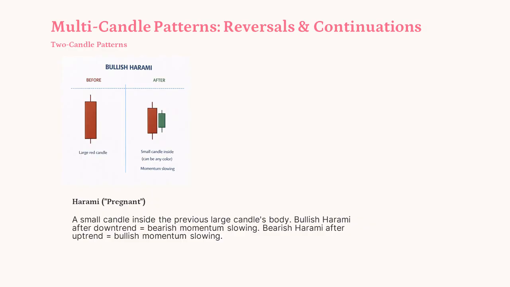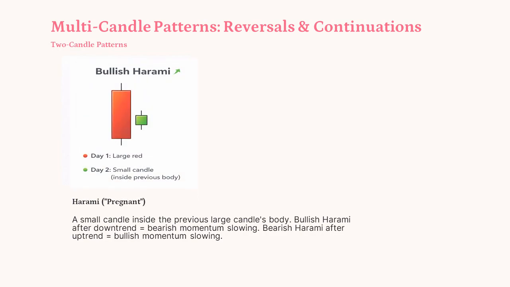Bullish harami. This pattern forms in a downtrend. The first candle is a large red candle, strong bearish momentum. The second candle is a small candle, it can be green or red, that trades entirely within the body of the first red candle. The psychology: bearish momentum is slowing. The bears pushed hard on day 1, but on day 2, they couldn't push price further. The small candle shows indecision and exhaustion. The downtrend may be running out of steam.